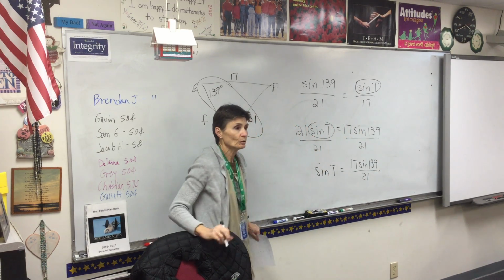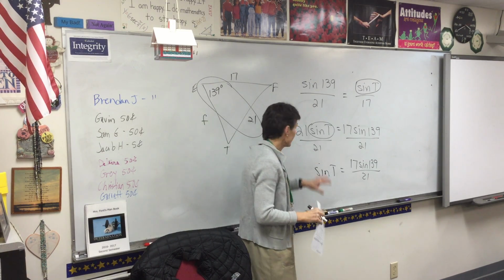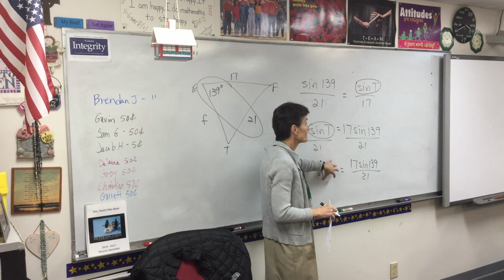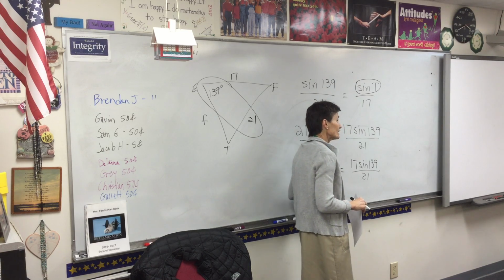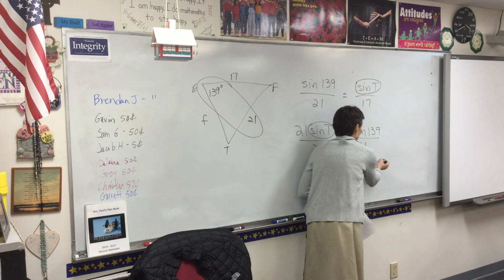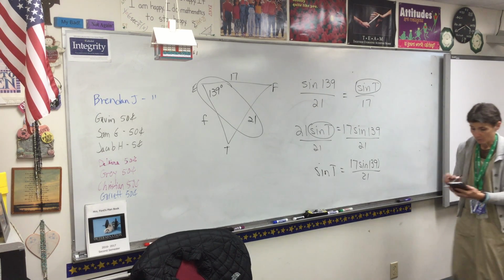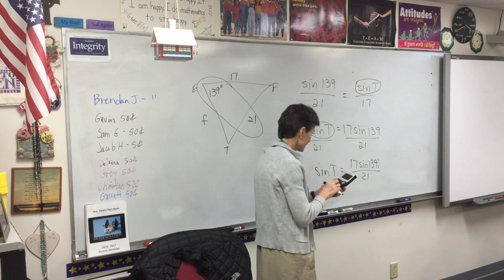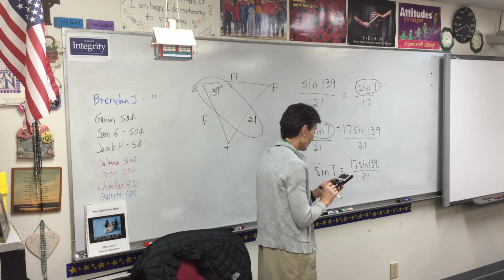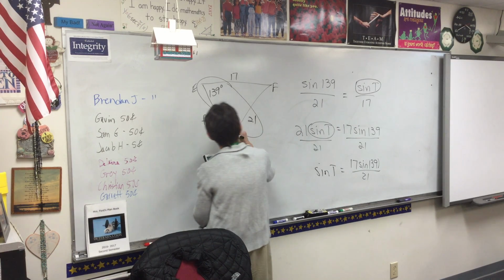Now, how in the world do I type that into my calculator? Second sine. And you just type second sine, and then you type this in exactly like it's written, remembering to close the parentheses after the 139. So, second sine, 17 sine 139, close parentheses, divided by 21. I got 32.08.